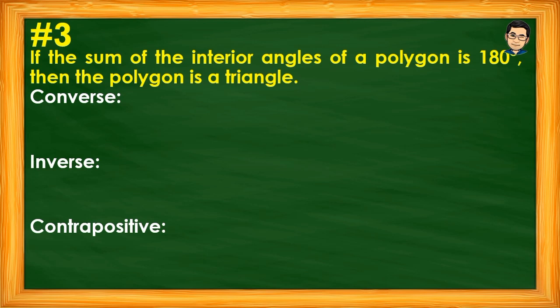So, let us have our last statement. So, if the sum of the interior angles of a polygon is 180 degrees, then the polygon is a triangle. So, yung interior angles, ito po yung mga angles na nasa loob ng isang polygon. So, yung sum ng interior angles ng polygon ay 180, kaya yung polygon ay maituturing na triangle. So, this is a true statement.